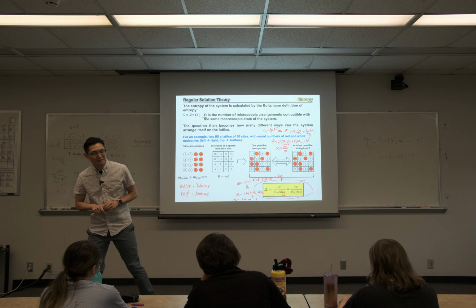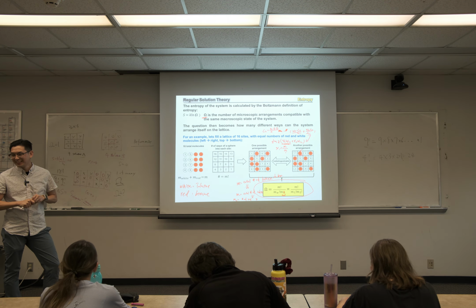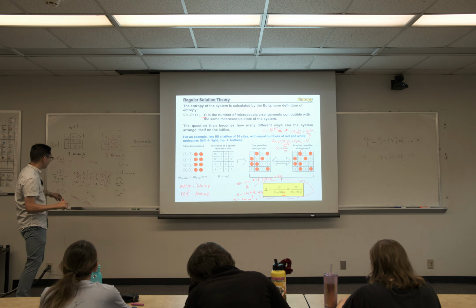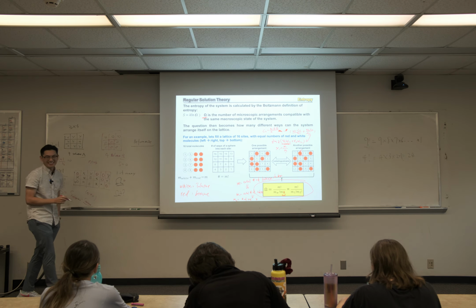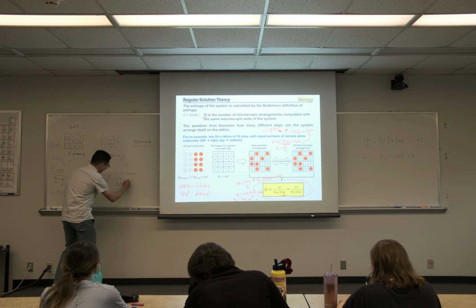So can someone help me? This is too long. I'm curious, how many spots? No, how many omega do we have? It's going to be 48,620. 48,620. Okay. And how much?